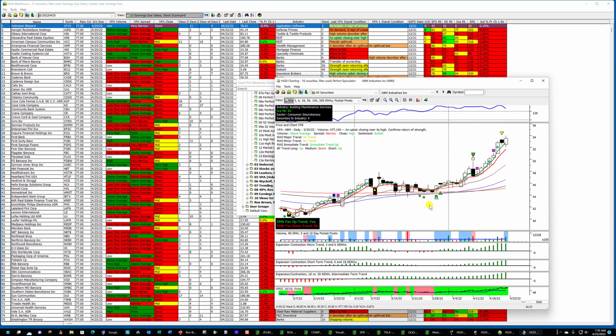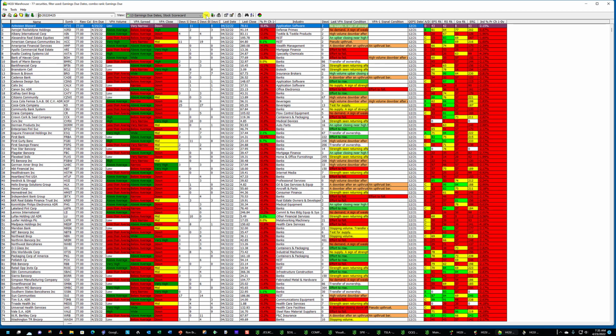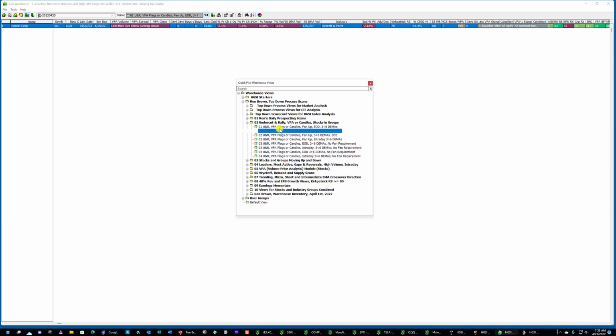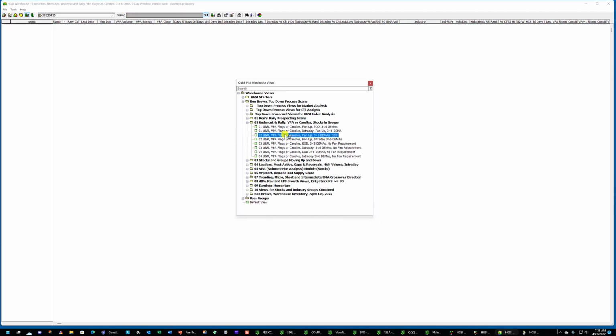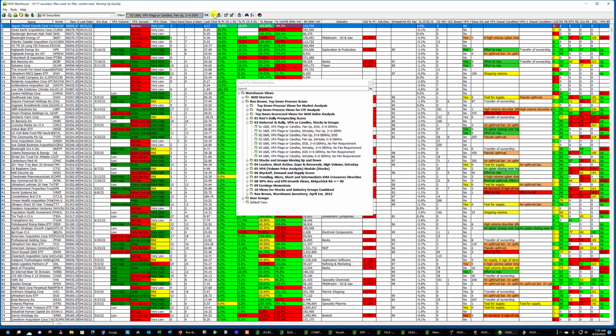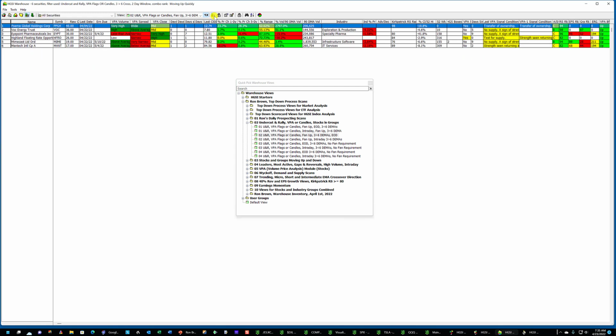Now I have scans in here, or a scan in here where the 3 crosses the 6. I also have the Undercut and Rally scans, and they're down here in folder number 2. Probably not going to get much. Well, I need to go to all securities. To go to all securities quickly, I hold down the alternate key and hit the space bar, and then I reapply the filter.